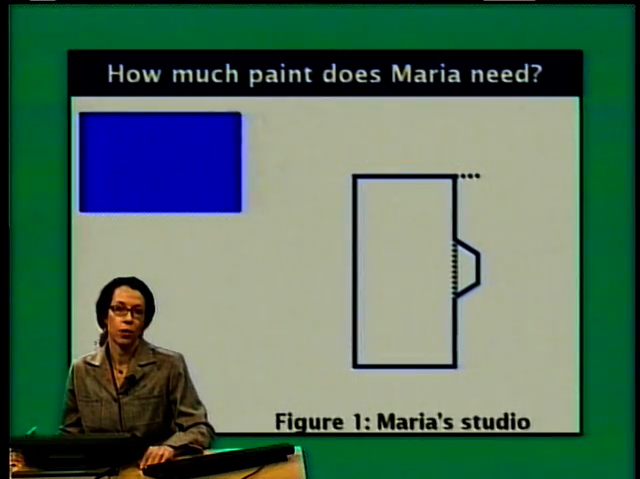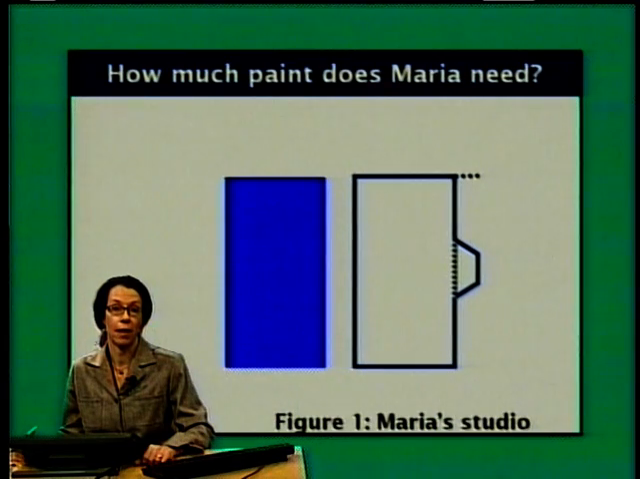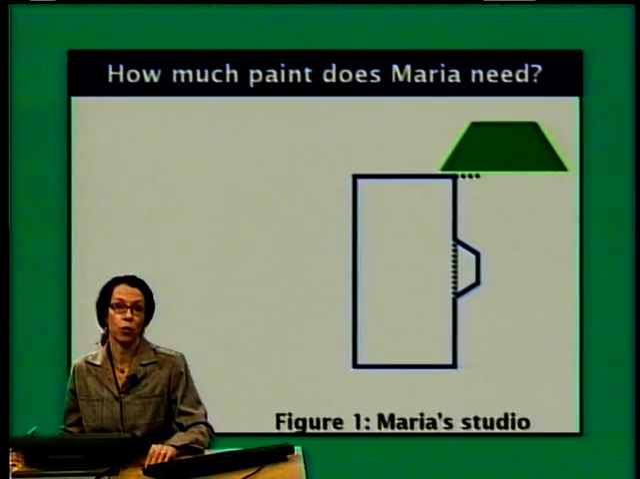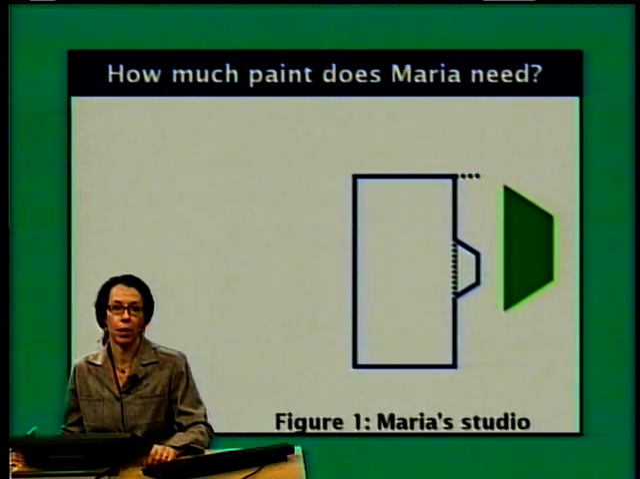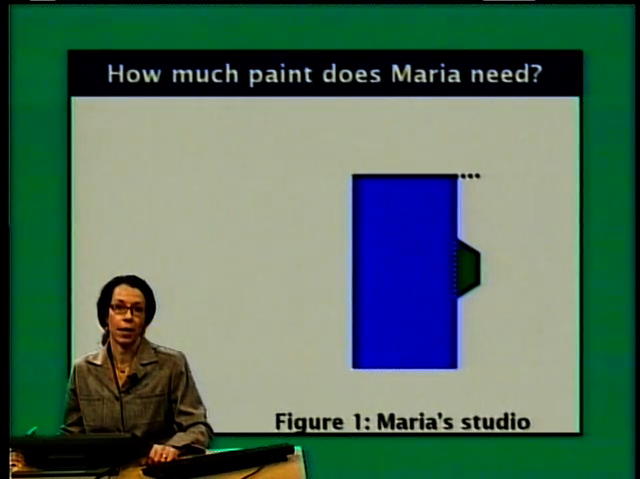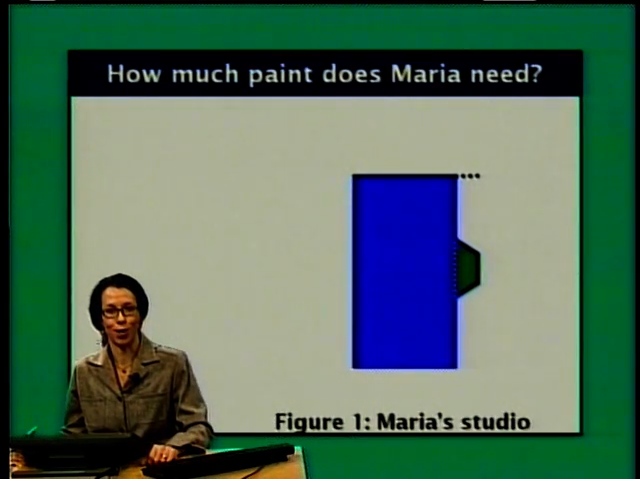The main part of her studio is a rectangle, but the rectangle is oriented so that the long side is vertical. She also has something that appears to be a bay window in her studio, and that's a trapezoidal shape, except the orientation has the parallel sides so that they are vertical. So we have the rectangular part and the trapezoidal part of her studio.